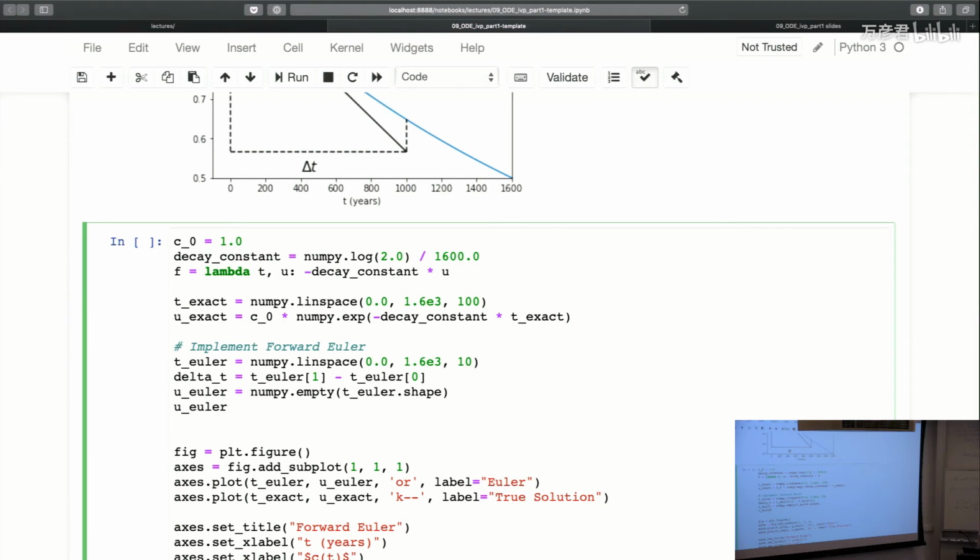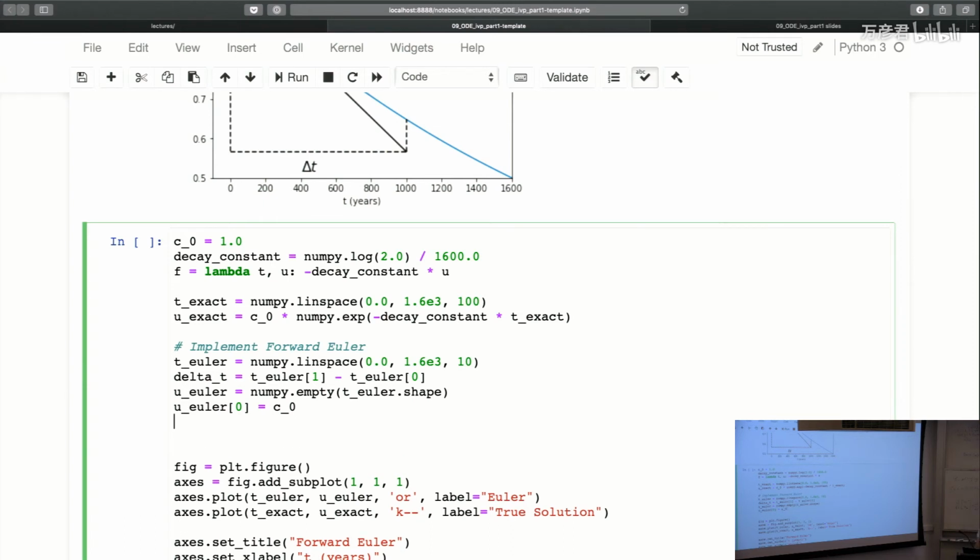So there's lots of stuff here. Right-hand side function, the decay constant I'm calculating so that I have exactly the half-life specified at 1,600 years. And then we have the initial condition at 1. So first off, we need to set our initial condition. So U Euler 0 is going to be the initial condition.